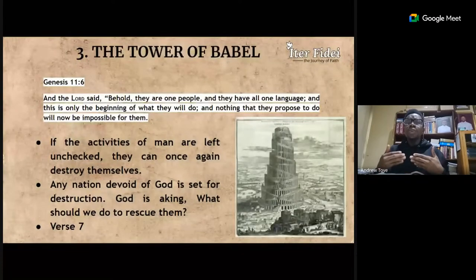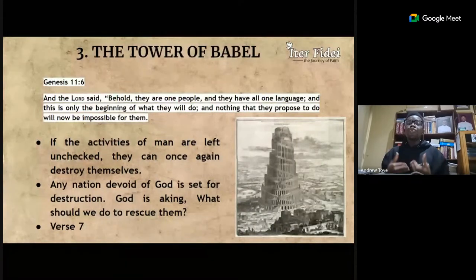So if the activities of man are left unchecked, they can once again destroy themselves. Any nation devoid of God is set for destruction. And God is asking himself, what should I do? What should we do to rescue them? And the answer is in verse 7.